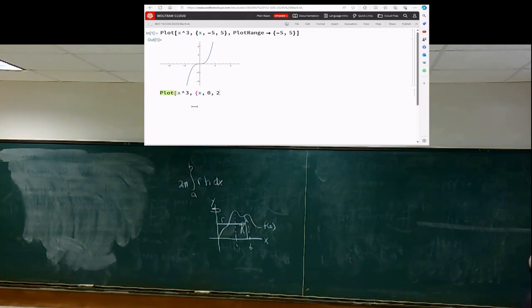We're just going to go from 0 to 2, right? Because it's bounded by the y-axis and the line y equals 2. It's also bounded by the x-axis and the curve x cubed. The default plot range that it gives should be fine.